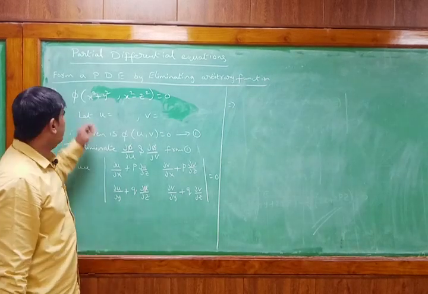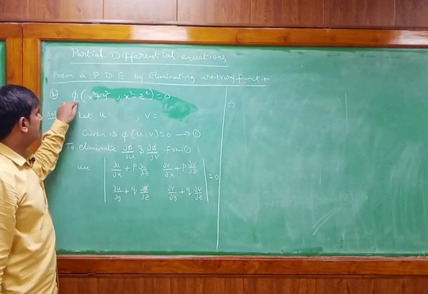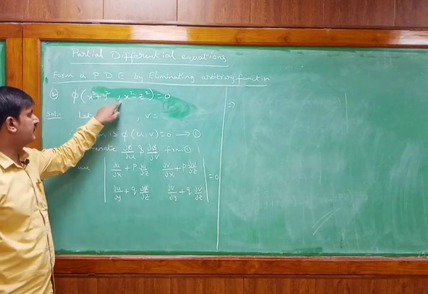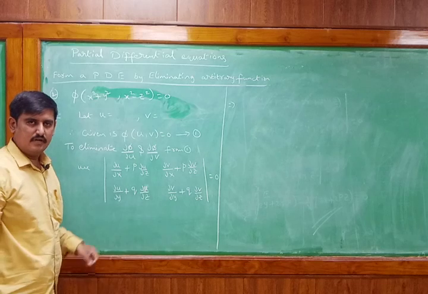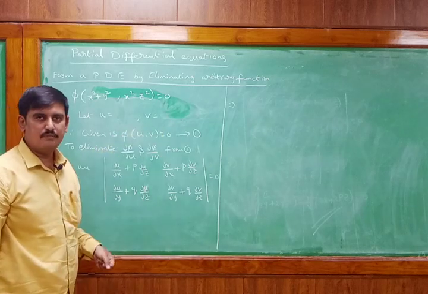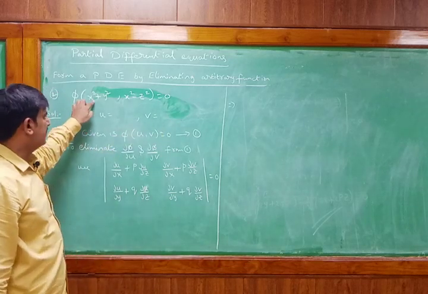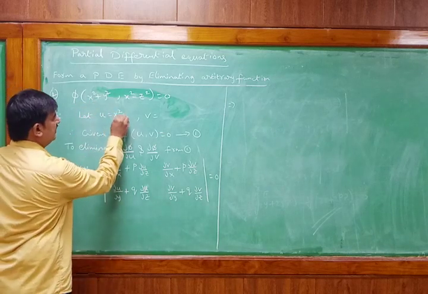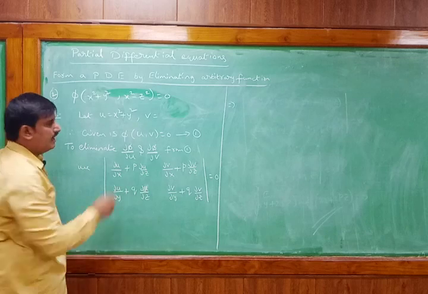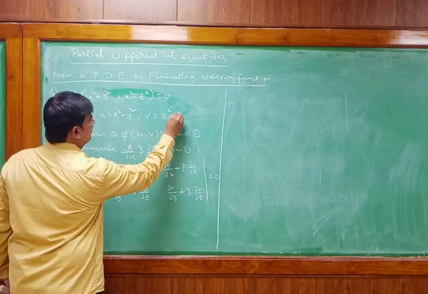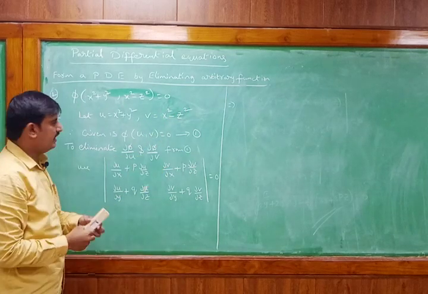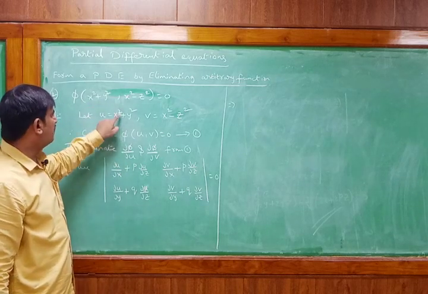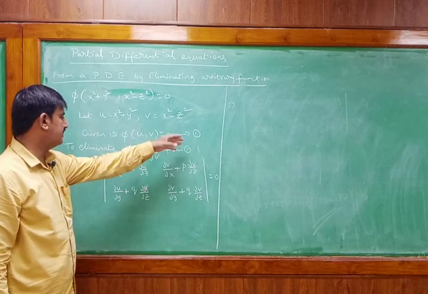Now another problem, example 2. Form a PDE by eliminating arbitrary function phi of x square plus y square comma x square minus z square is equal to 0. Just now we completed one problem, so see another problem here. What do we have to do first? Let u is equal to x square plus y square, and v is equal to x square minus z square. Therefore the given equation becomes phi of u comma v is equal to 0. Mark it as equation number 1.